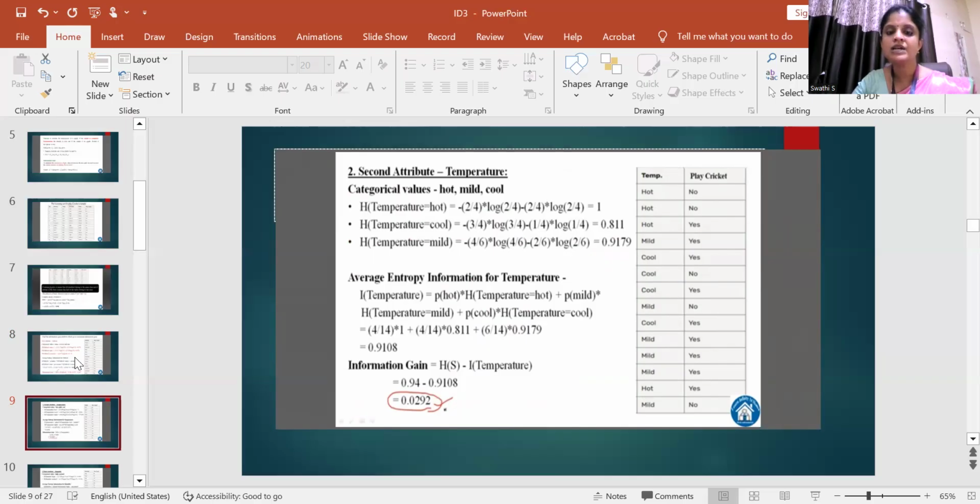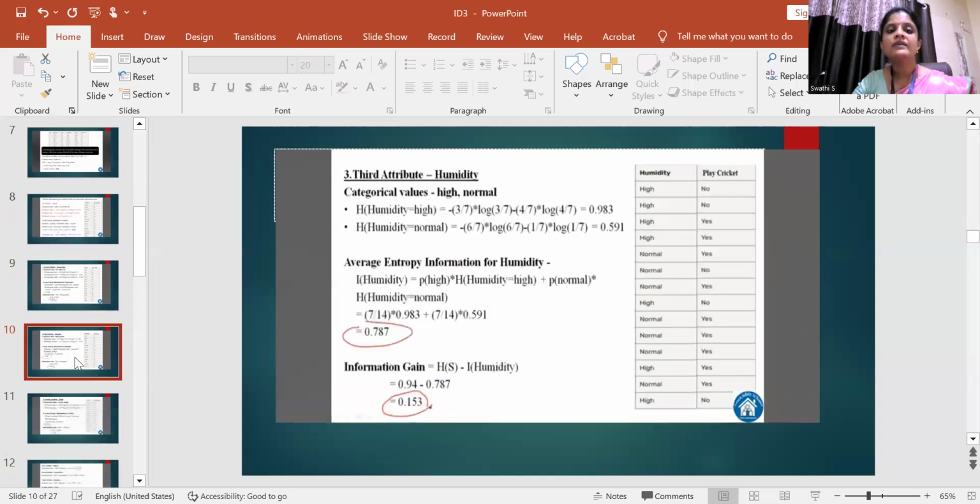So information gain is H of S, that is 0.94, minus I of temperature. That is the average entropy information for a temperature. So the value of temperature is 0.0292. Our third attribute is the humidity. So the categories are high and normal.